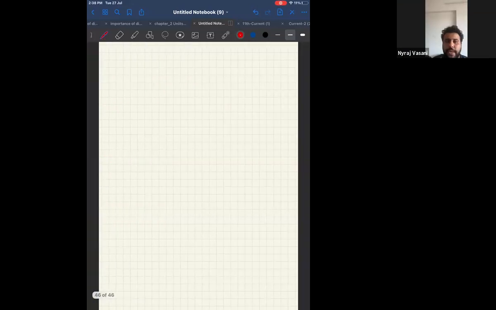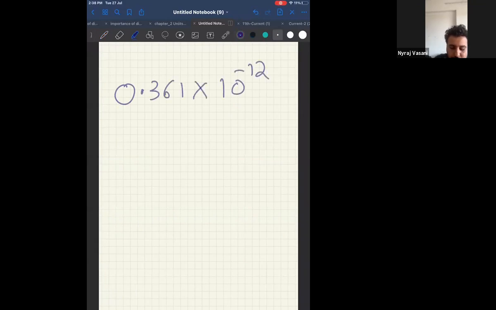Okay, last 2 examples, then we stop for today. Start. Get the order of magnitude for these 2 numbers.